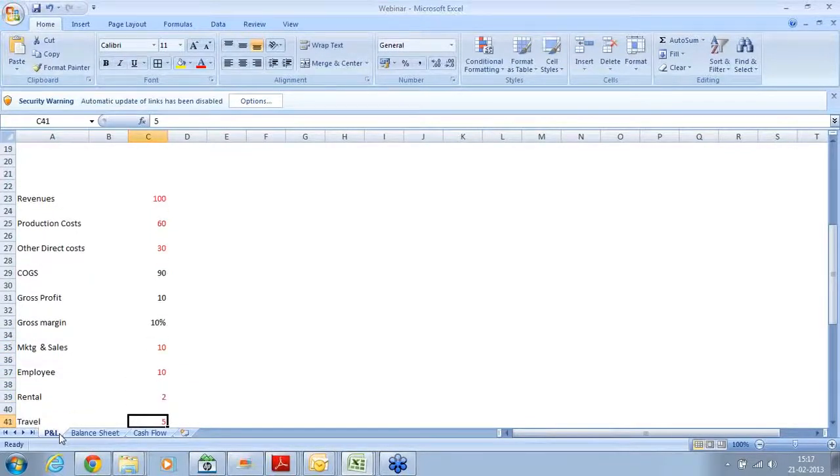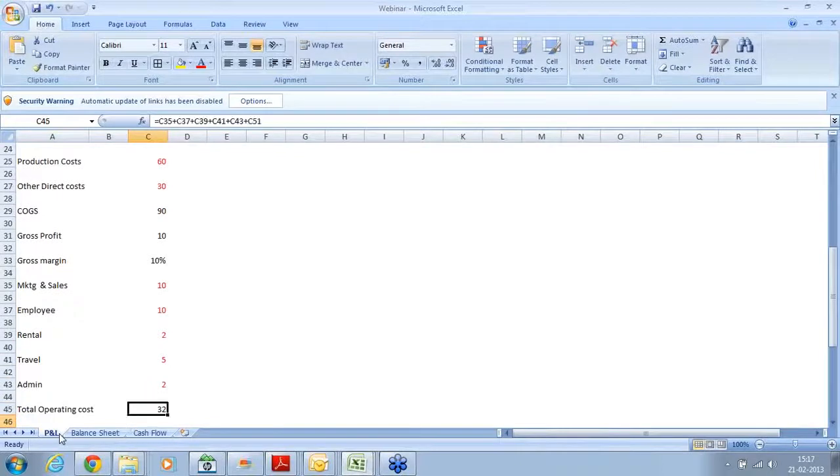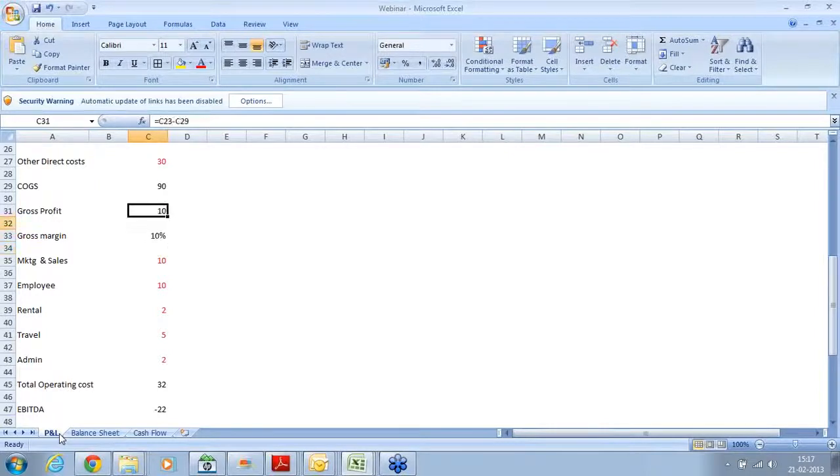Now we go to your operating costs. 10 rupees, employee costs, rental costs, 2 rupees, travel admin, total operating cost is 32. Your EBITDA is minus 22. In other words, your business has not earned sufficiently to pay for your operating costs. So you have only two choices. Either you reduce all your operating costs to less than 10, or you increase this 10. You have just two choices, and that is what you'll have to make.